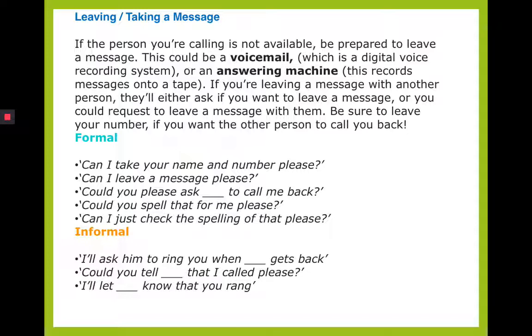Okay, can I take your name and number, please? Can I leave a message, please? Could you please ask Ahmad to call me back? Could you spell that for me, please? Okay, so this is formal, and then casual. You will just say, I will ask him to ring you when he gets back. Could you tell Ahmad that I called, please? You know, all those, how you handle it if the person is not there.